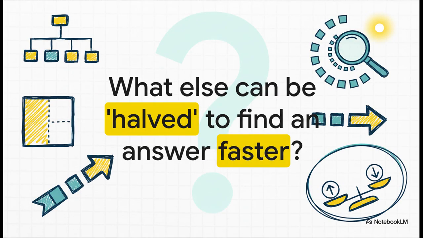So we've seen how this powerful halving principle just crushes the problem of finding a number in a sorted list. And that leads to a really fascinating final question I want to leave you with. This halving trick works on sorted numbers, sure, but what else out there in the world can be halved to find an answer faster? What other problems, beyond just numbers in an array, have this kind of structure where you can ask a too-high or too-low question to just chop the search space in half and find an answer exponentially faster? Trust me, the applications are way broader than you might think.